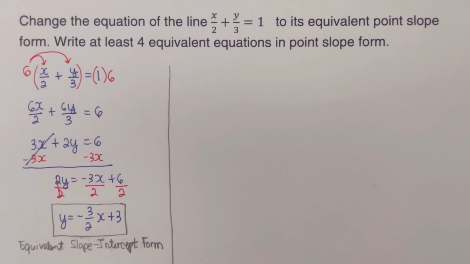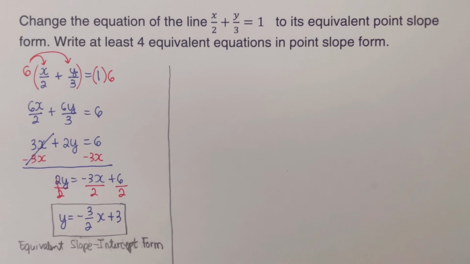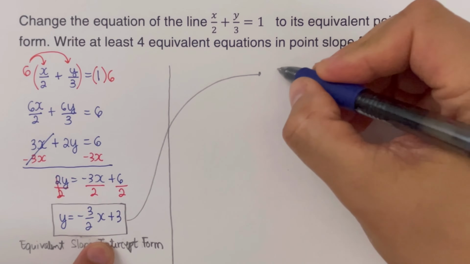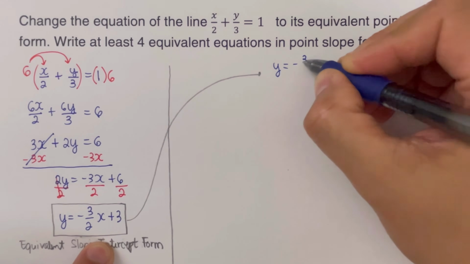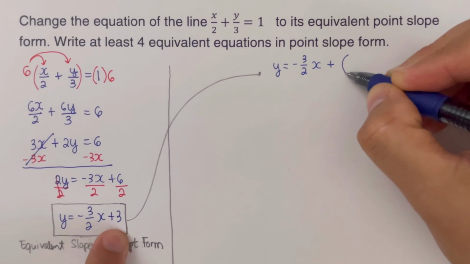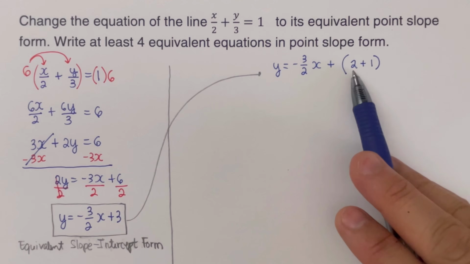Okay, in this problem, again, we are not supposed to come up with the slope-intercept form. However, we're supposed to come up with a point-slope form. So what we are going to do here is break this 3 into two numbers such that if we add these two numbers, it will come out to 3. So we can say that this equation would come out to this form. I can rewrite this as y equals negative 3 over 2 x plus, and I need to come up with two numbers such that if I add them, it's equal to 3. So I can have 2 plus 1. So 2 plus 1 is 3.